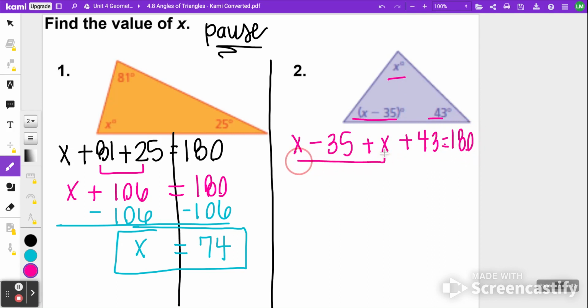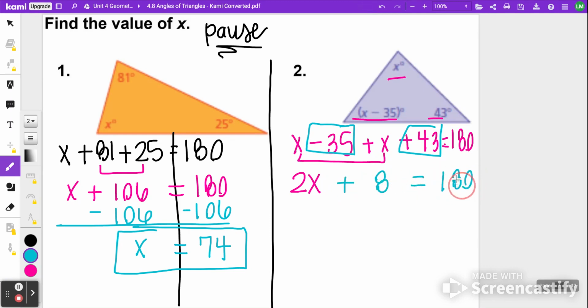The first thing I can combine are both my x's, which is going to give me 2x. The second thing I can combine is this minus 35, which can mean negative 35, and a positive 43. So let's do negative 35 plus 43, and we're going to get 8. Be very cautious there. Hopefully you recognize that negative in front of the 35.